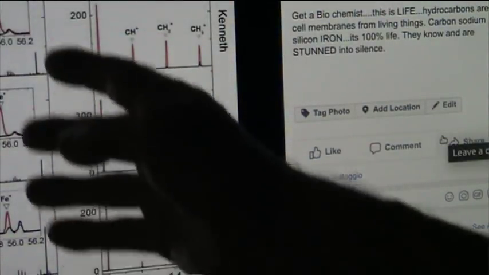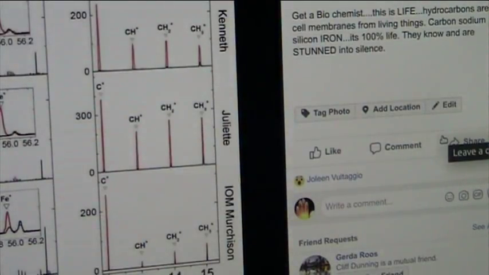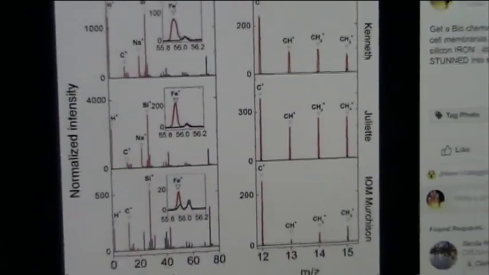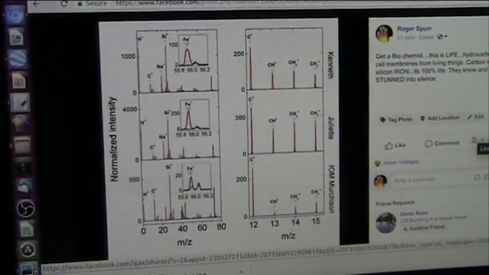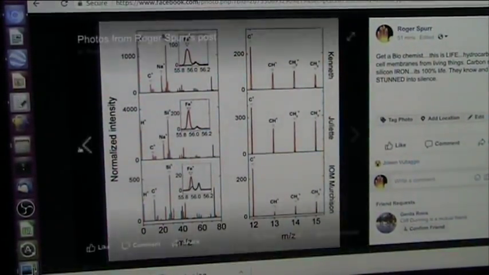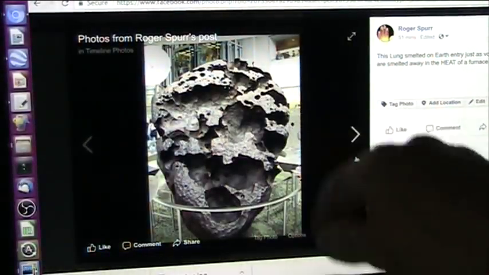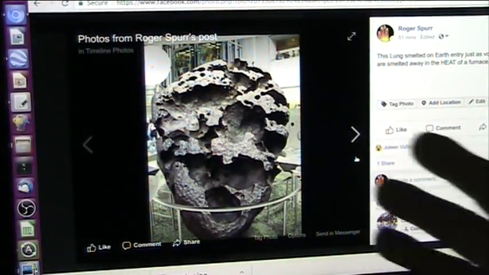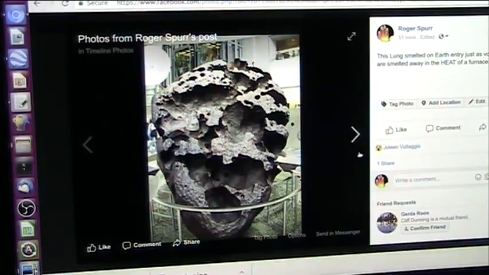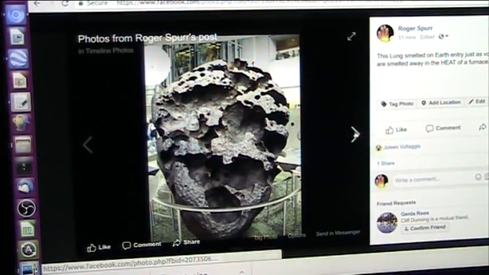This is the chemistry that is in, whoops, let me get over here. Hold on, let me go back to that other one. You might not have seen it. This is the iron asteroid that I just talked about, and it smelts on Earth entry, and I'll show you another one that has the veins and arteries that are very obvious.